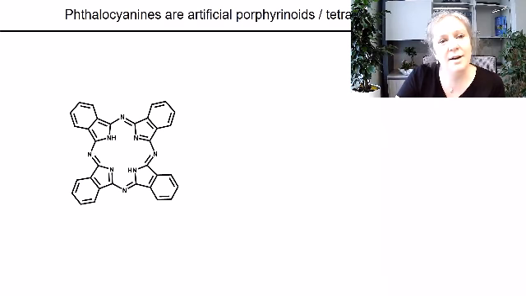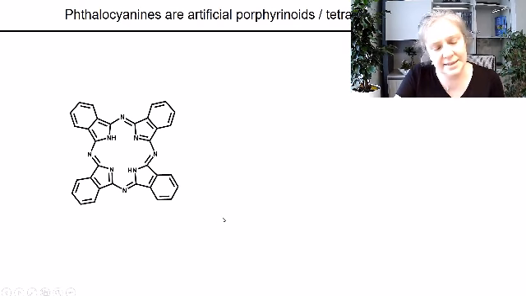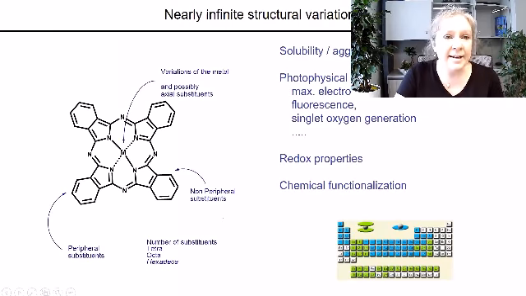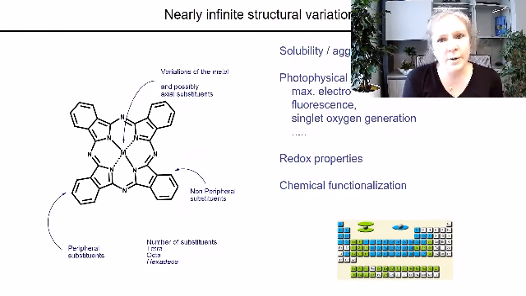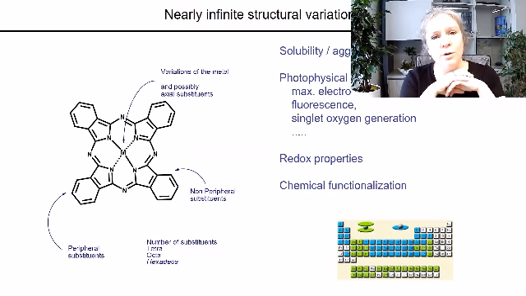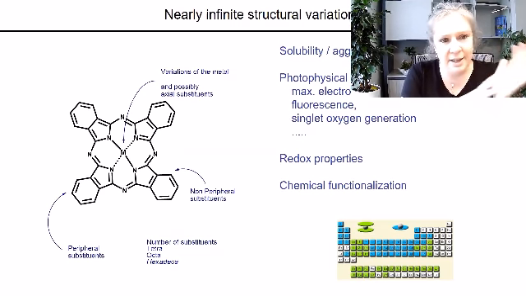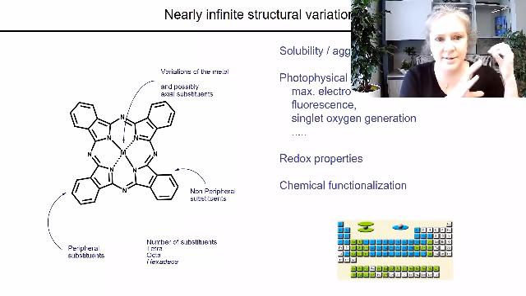If you want to have a phthalocyanine, and we do want this, we are adding some nitrogen atoms and benzene rings like that. So you can see the difference and the analogy between these molecules. And then our job, because we are chemists, is to play with all the structural variation, which are nearly infinite, that we can implement on this core.